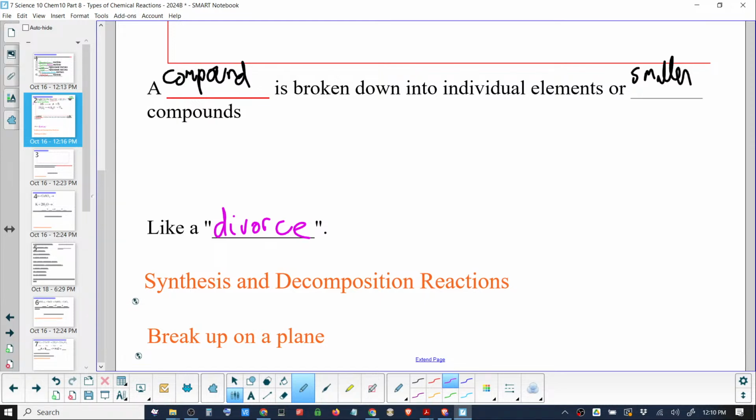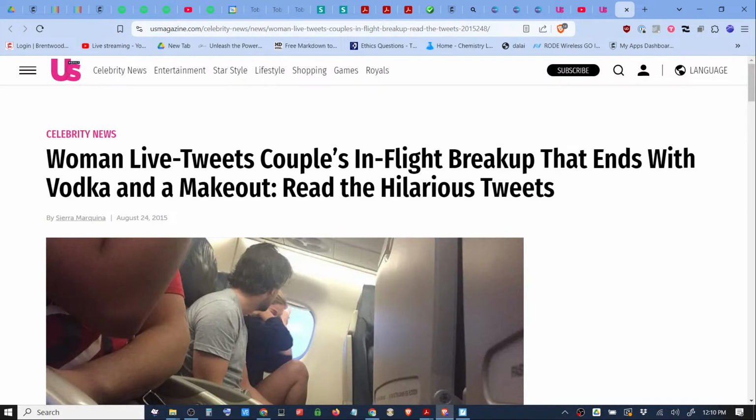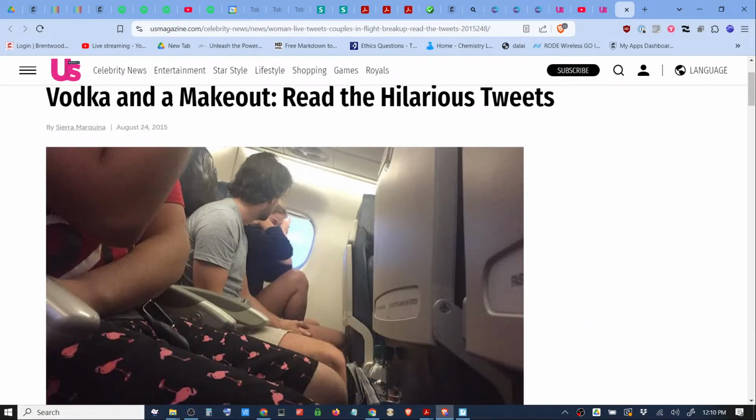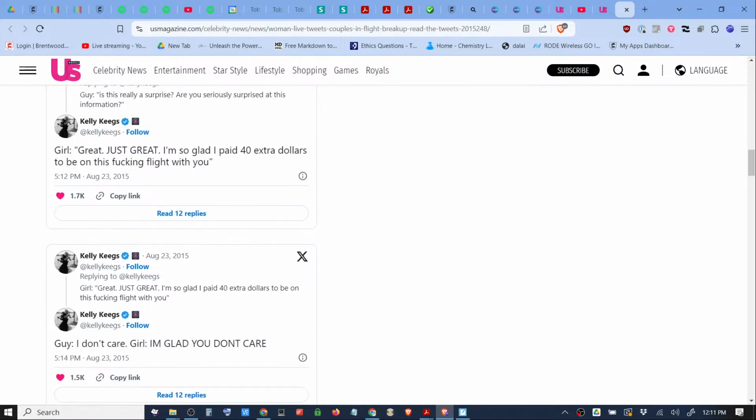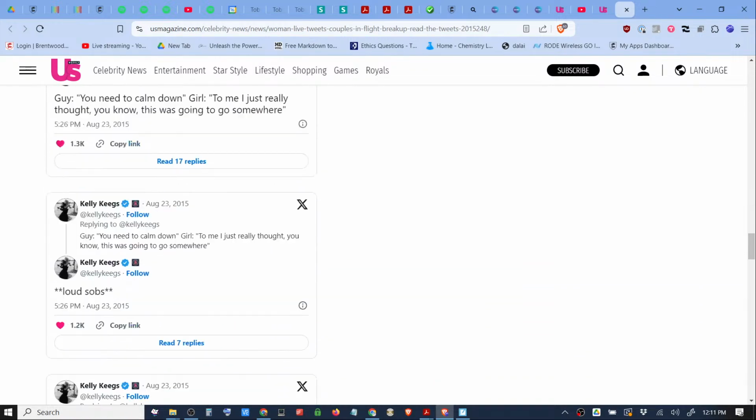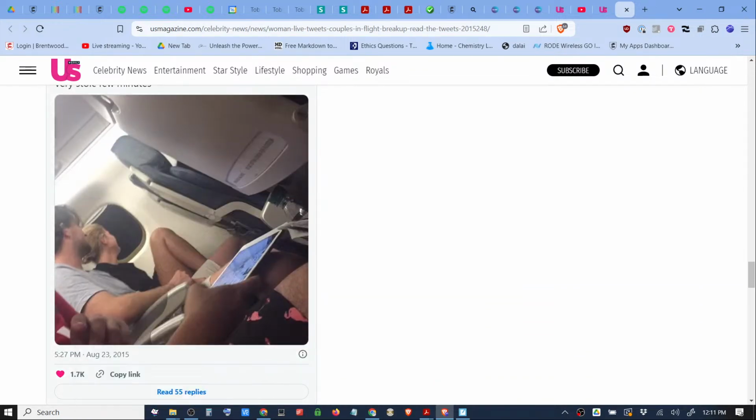Or, like this particular one, I look for awful examples. Apparently, a gentleman, well, I wouldn't call him a gentleman, waited until they were on a plane and they couldn't leave their seats to break up with his girlfriend. And then someone who's beside them live tweeted the whole thing.